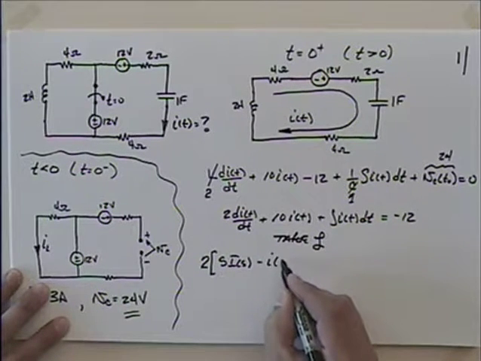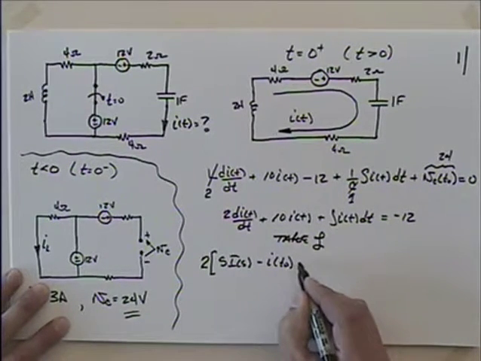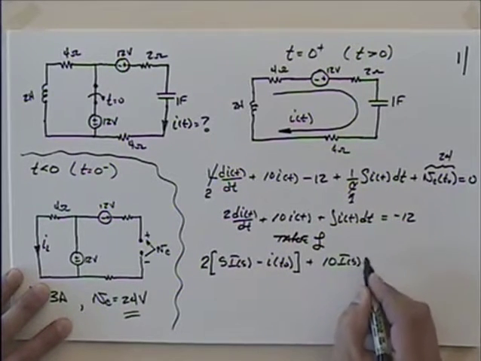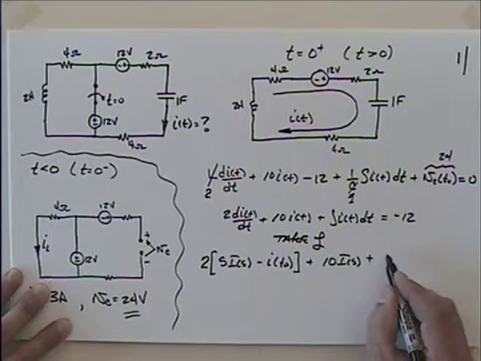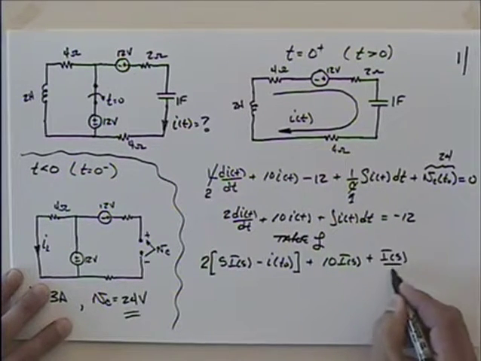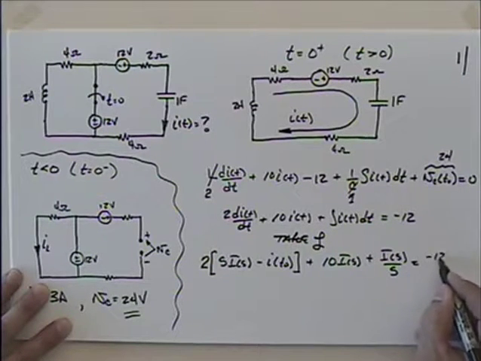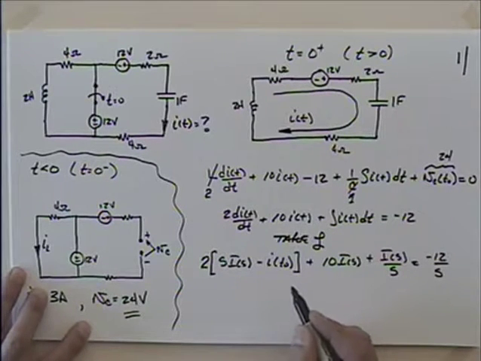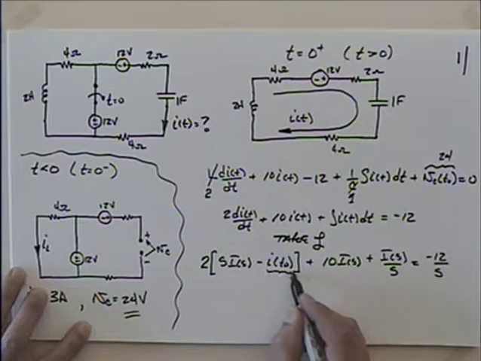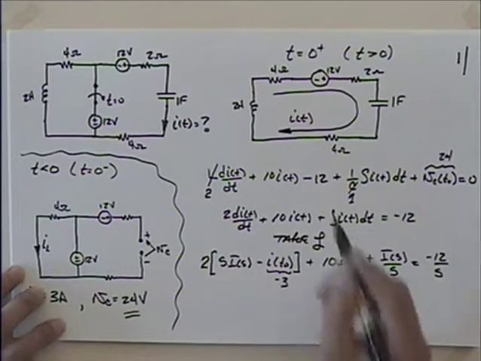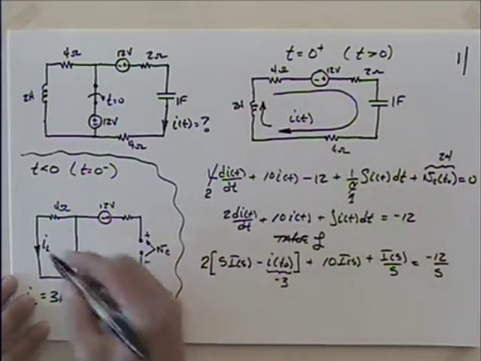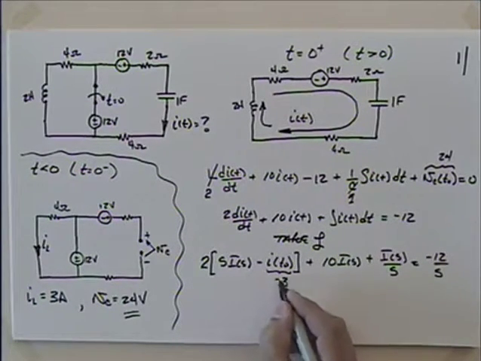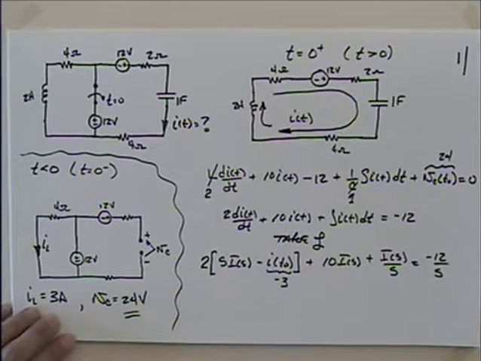minus I of t naught, plus 10 I in the s domain, plus integration. That was always the great bargain, right? It's I of s divided by s, is equal to minus 12 over s. And we had to be careful here. We substituted in for this piece, and that was a -3. The reason that that was negative is we look at this current going this way, whereas this I sub L was calculated that way. So that's what that negative sign comes from. Those two negative signs will cancel each other out.